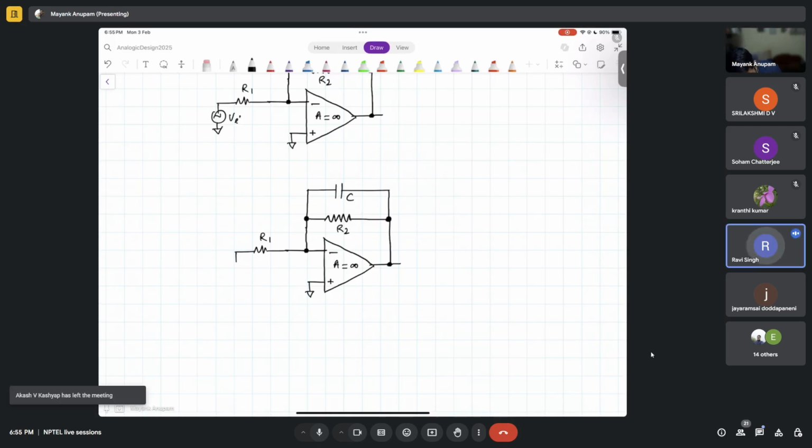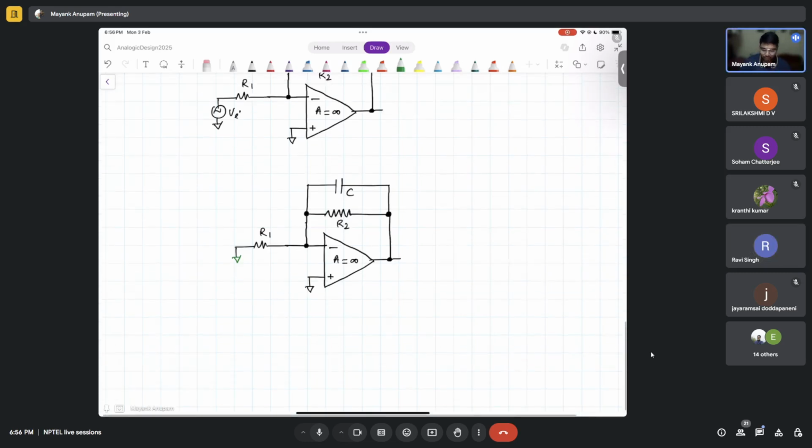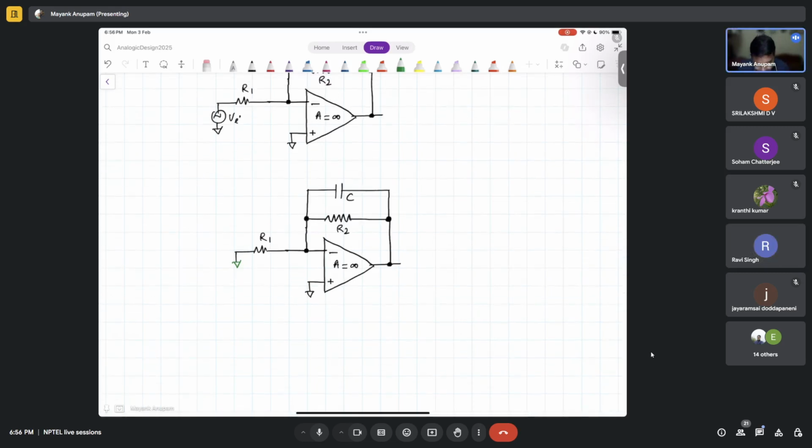That would be a ground. Yes, good. After that, what should I do? Now we have to break the loop where the summation was happening, where we were getting the error. So, this is what I explained to you last time.